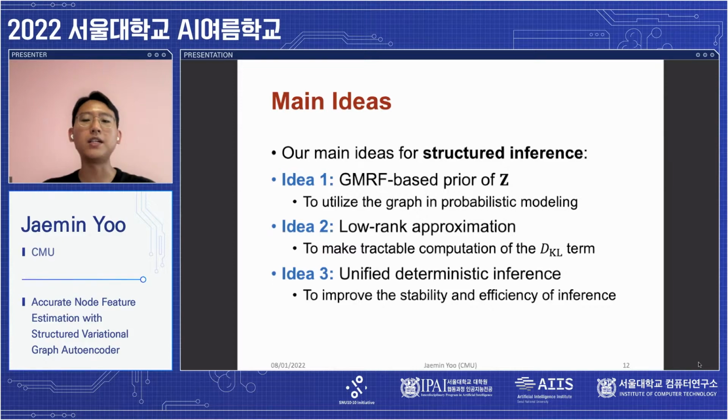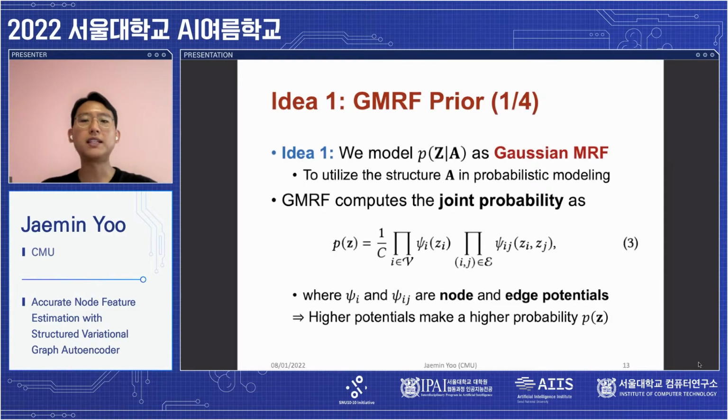The third idea is to propose unified deterministic inference to improve the stability and efficiency of inference. I'll explain each idea in detail in the following slides. The first idea is to model the prior distribution as a Gaussian Markov random field to utilize the graph structure in the probabilistic modeling. This Gaussian Markov random field is a probabilistic graphical model which computes the joint probability of variables in a graph as in this equation.